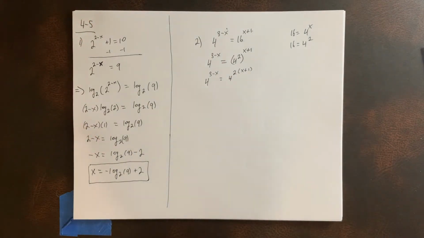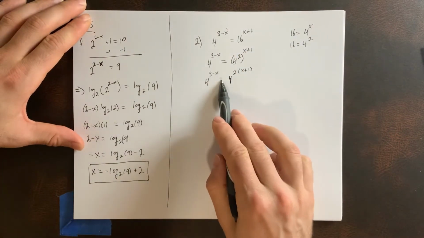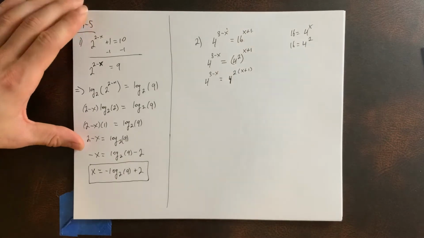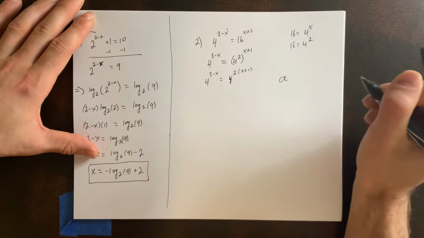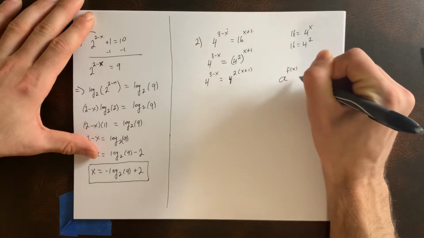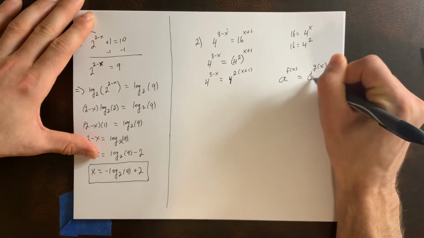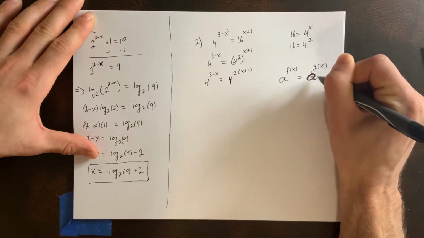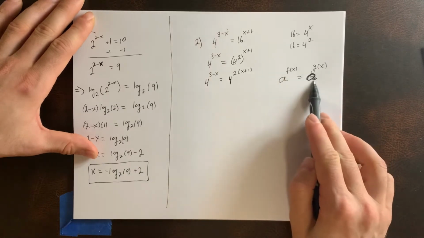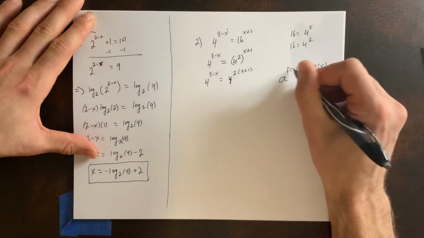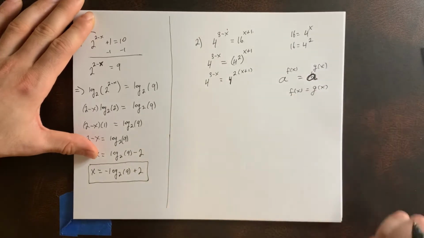Okay, so now we notice something here. We have 4 to something is equal to 4 to something. And there's a general rule that whenever we have a raised to some function is equal to a raised to a different function, then we can just say that the exponents are equal to each other. That's what we have going on here.